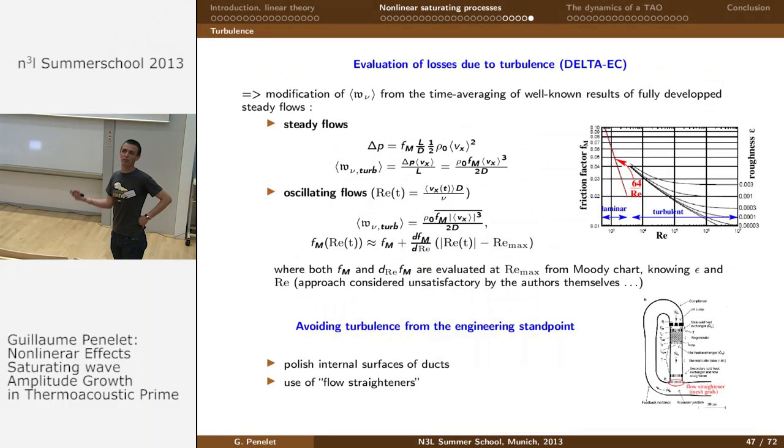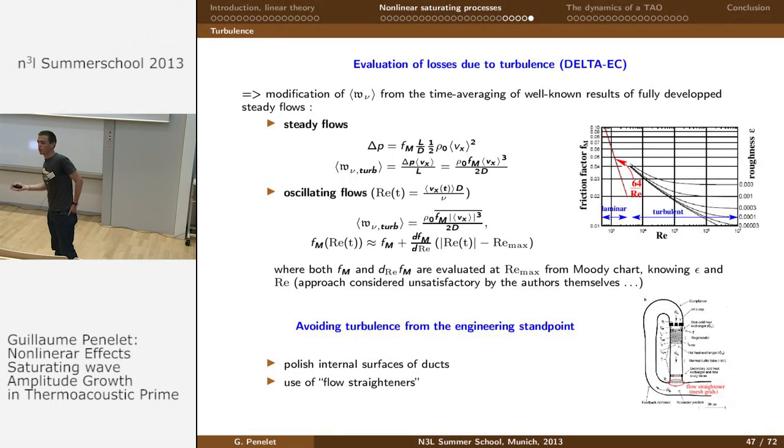Now, if we want to estimate some losses, it is all the more difficult. So I will not try to do it, but I need to say that in the design software DeltaEC, they propose once again to use established results for steady flow, typically the Moody chart, and to adapt these results for oscillating flow. This approach is questionable, and actually we do not know accurately the losses due to turbulence. What we can do from the engineering standpoint is to polish the internal surface of the duct, or to use what we call flow straighteners at some T-junction, for instance.